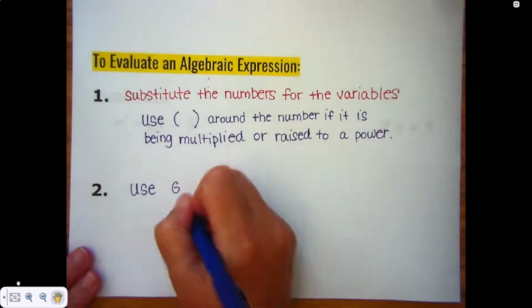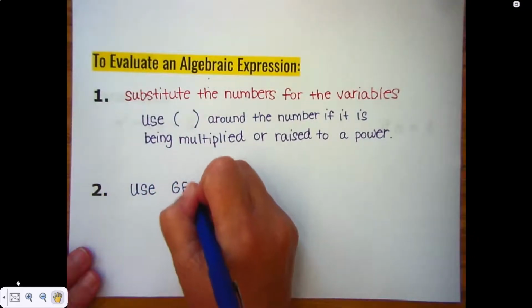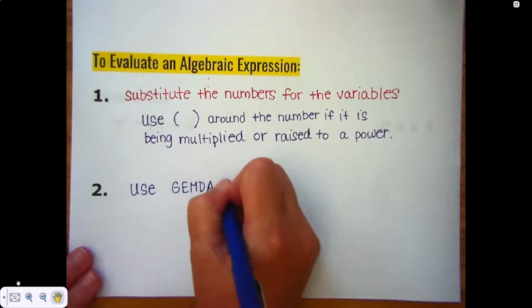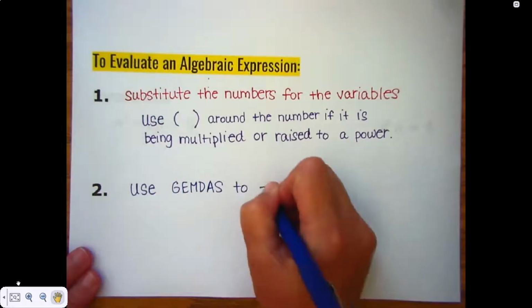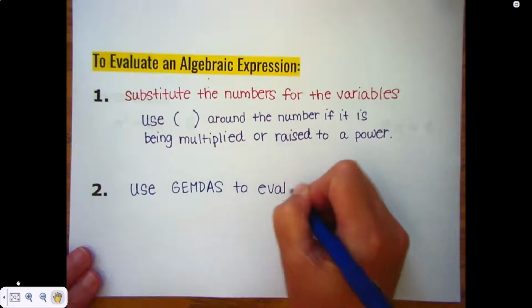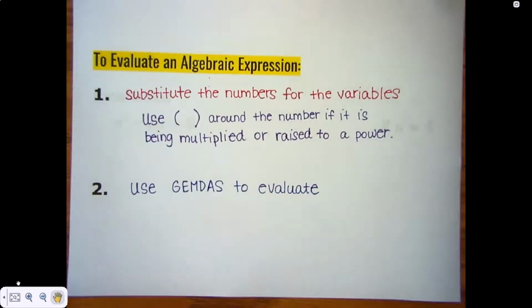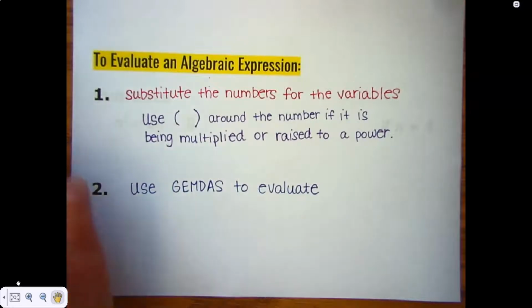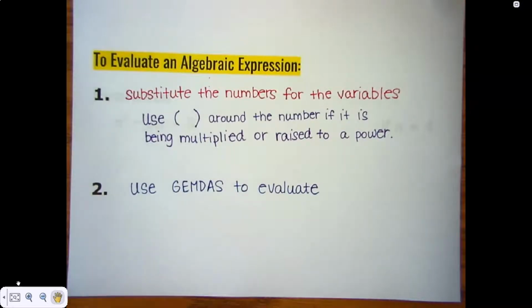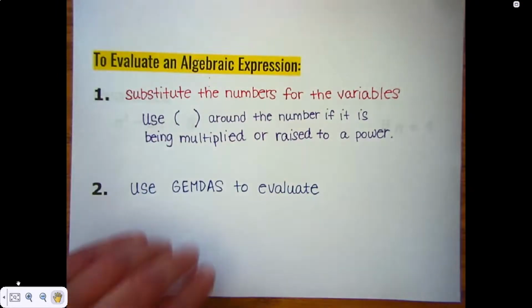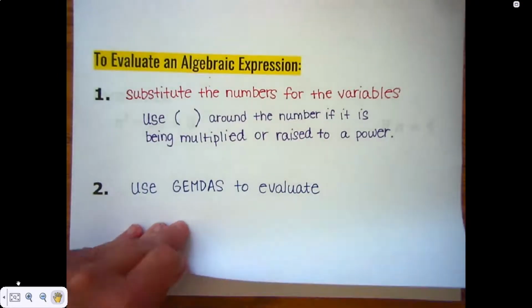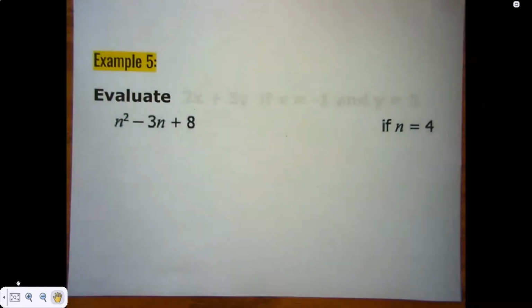is to use GEMDAS to evaluate. So substitute the numbers for the variables using parentheses for the number if it's multiplied or raised to a power, and then use GEMDAS to evaluate. All right, so let's look at a couple more examples here before we finish up.